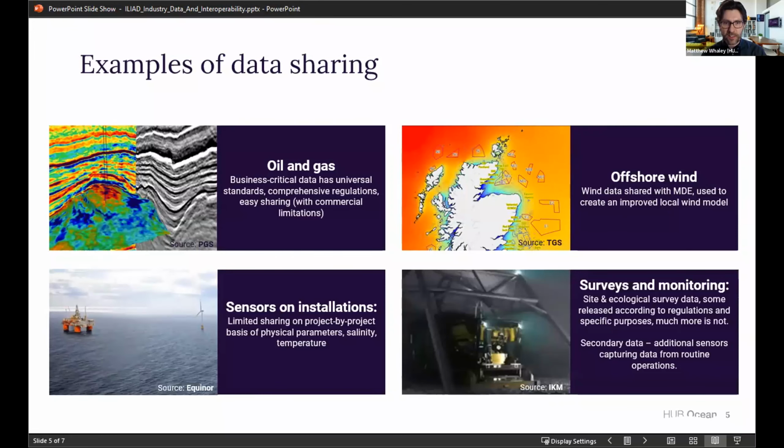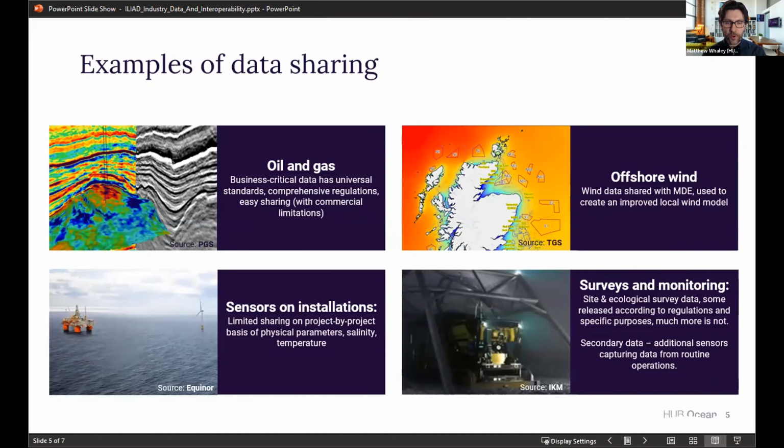And the final one here is more survey data and monitoring data that is perhaps done periodically. That's things like site surveys before installations, ecological surveys. And again, some of this is released. There are some regulations requesting that data, but it often falls through the gaps in these industries because it's not the primary data that they work with on a day-to-day basis. Sometimes there aren't data managers who are actually assigned to look after this data and make sure that it is used, that it's described, and that it's possible to share.